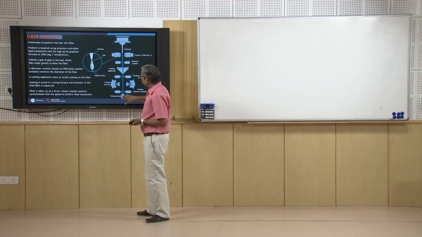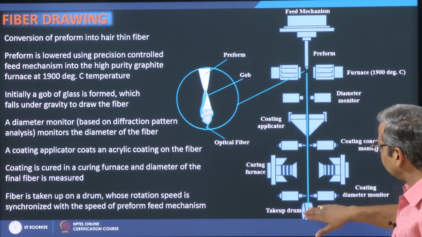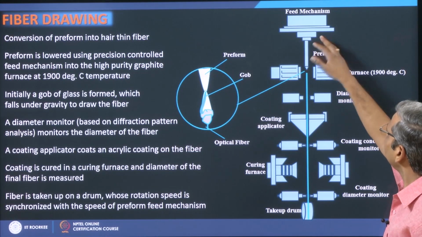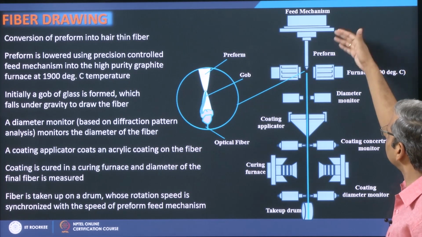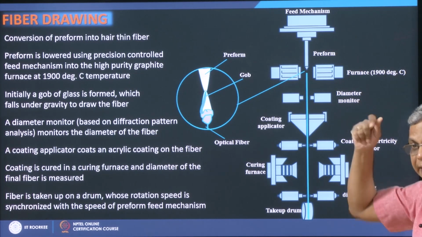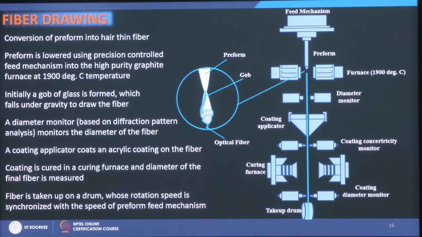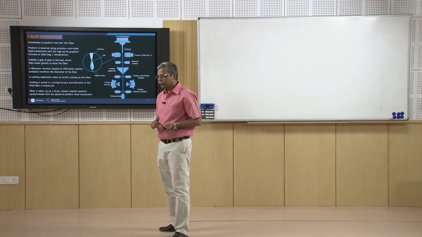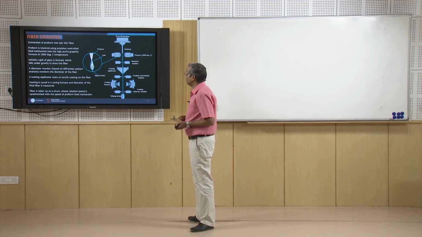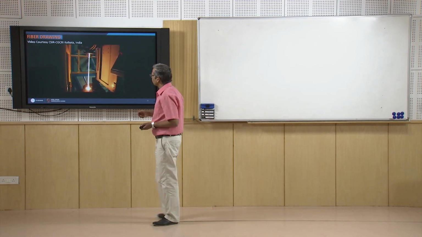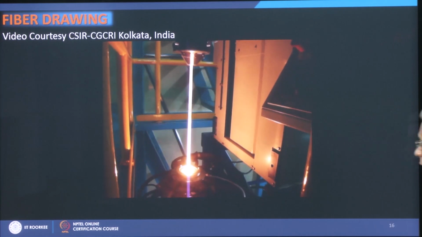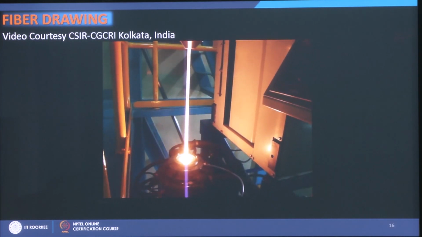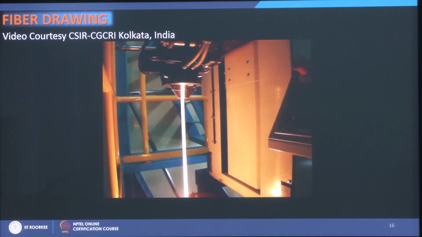And the speed of the drum, which is the take up drum, and the speed of lowering feed mechanism of this preform are synchronized to have a final overall diameter of the fiber. So this is how it is done. And again I have a small video which shows this fiber drawing at CGCRI Kolkata.